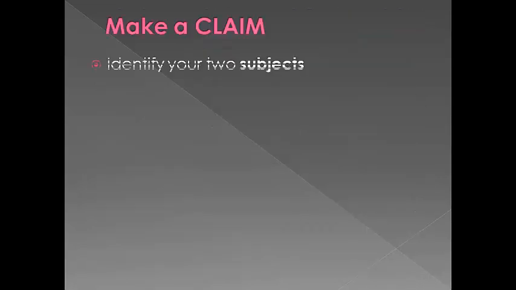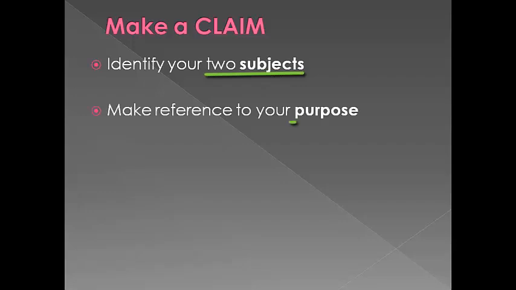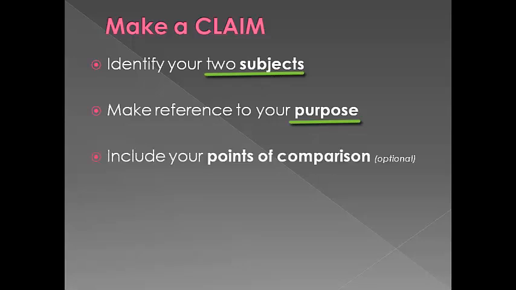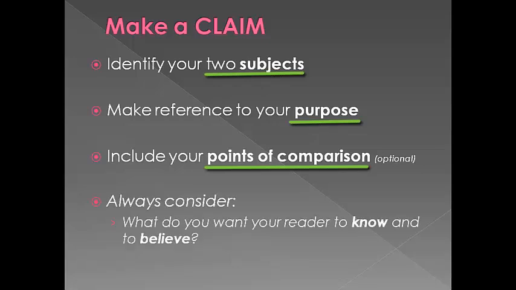So we want to make a claim. Remember, identify your two subjects so we know what your topics are. You want to make a reference to your purpose. Again, why are you doing this? You don't have to come out and say, I am doing this because. In fact, I would not recommend that. But you want to hint at the fact that you're making a decision, or just that there are two things to be understood better. You want to include your points of comparison, and this is optional. And you always want to consider what you want your reader to know, again, those details and facts about your subjects, and the belief, which is sort of the bigger picture or message if you have one.